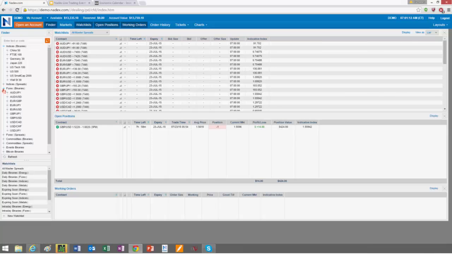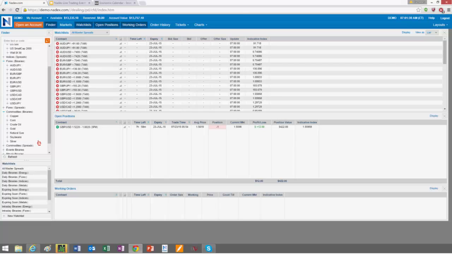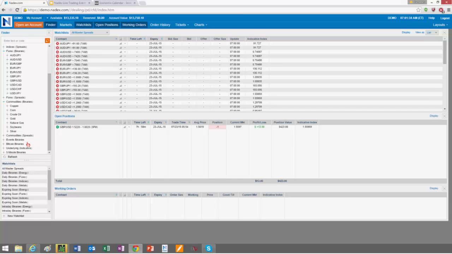For Forex, 10 pairs: Aussie yen, Aussie dollar, pound dollar, US yen, US franc. Some very good popular Forex pairs. Under commodities, a lot of the popular ones: gold, oil, natural gas, soybean, silver, corn, and copper. So a lot of various instruments you can trade.